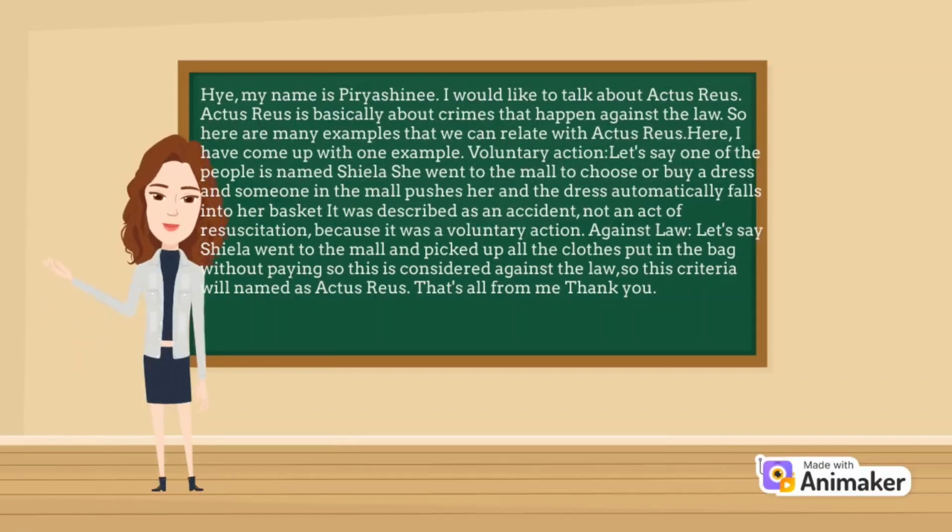I would like to talk about actus reus. Actus reus is basically about crimes that happen against the law. There are many examples that we can relate to actus reus. Here I have come up with one example: voluntary action. Let's say one person named Sheila went to the mall.